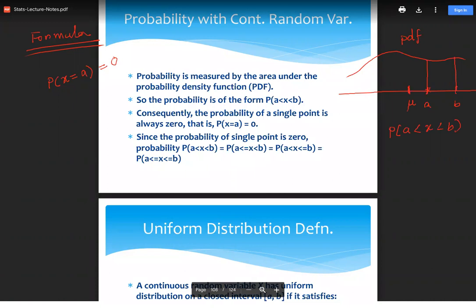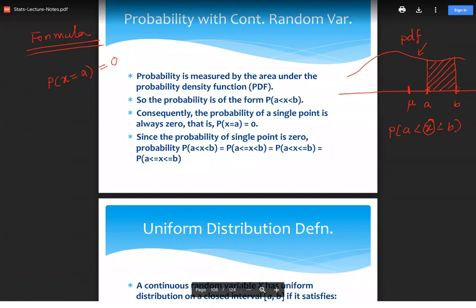So I have point A here and point B here. Probability that the random variable, continuous random variable X falls between A and B is given by this shaded region. Okay, this shaded region gives you the probability. So probability is defined as the area under the density curve, which is basically a fancy name for probability function. Okay, probability is defined as the area under the density function.